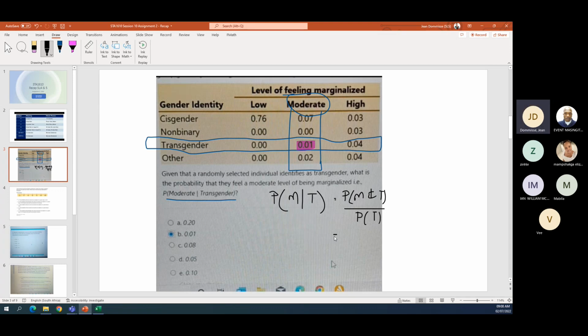Okay, so that is your formula, and as we are doing this, remember again, you have 3 attempts to the assignment. So again, a third attempt was also. So moderate and transgender is 0.01.